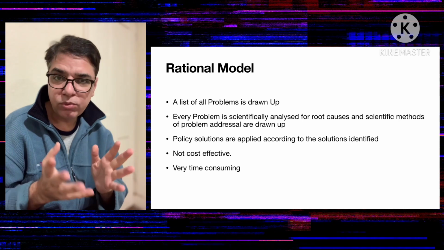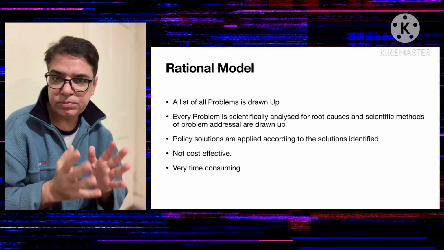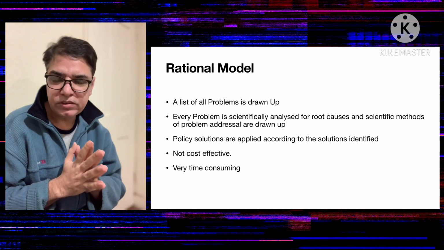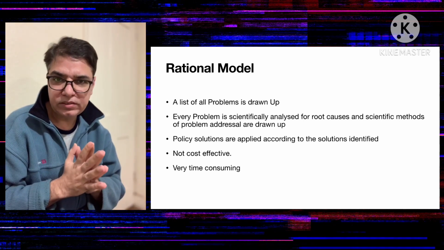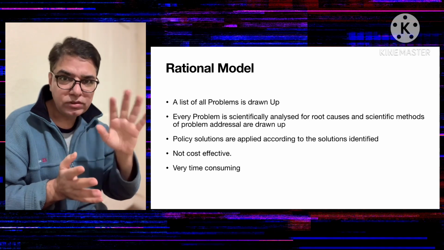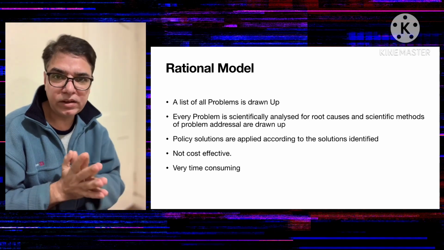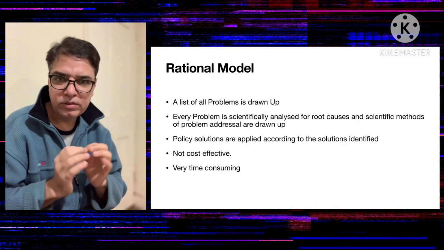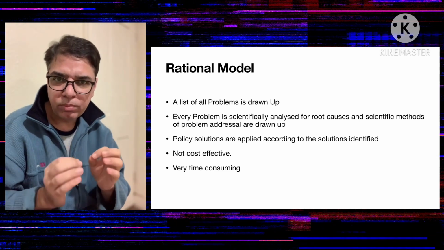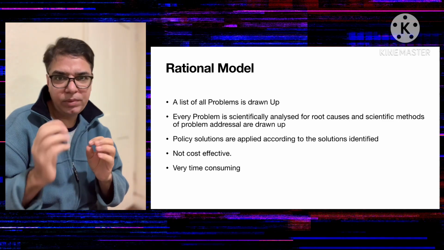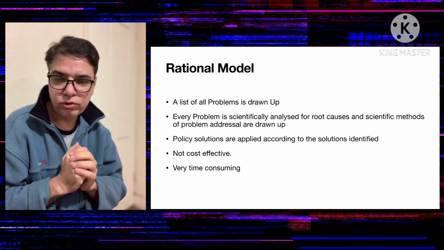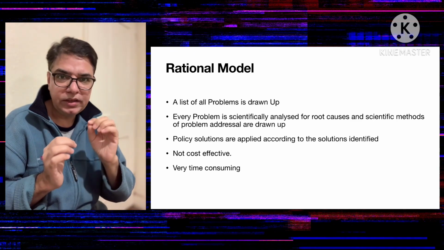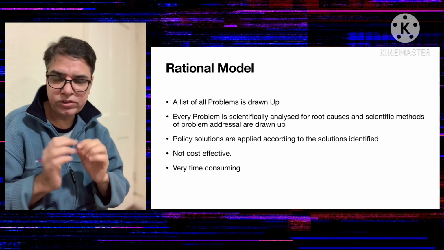Now, the word rational means that it is based on logic and common sense. What happens in the rational model of policy making is that the policy makers, and I will come in a moment to who the policy makers are and how policies are made, look into the problems. In my first video, I also told you that a problem is basically a discrepancy between the desired state of affairs and the actual state of affairs.